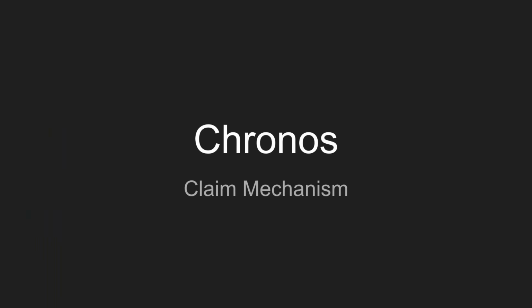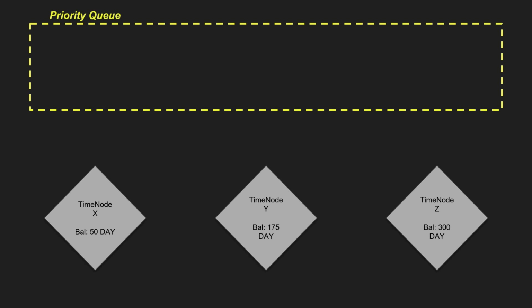This will show you a visualization more of how you can use your day token to enter in bonds, which will allow you to claim with your time node. So I'll show you how that works here. Let's take, for example, these three time nodes, X, Y, and Z, each with different balances, 50, 175, and 300.